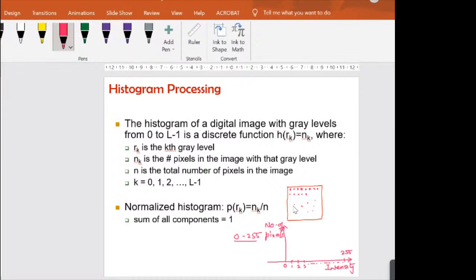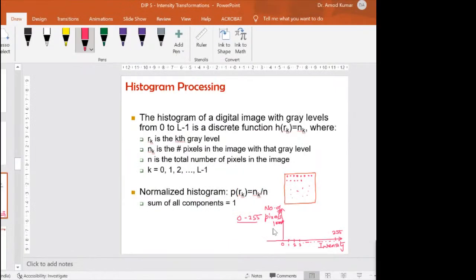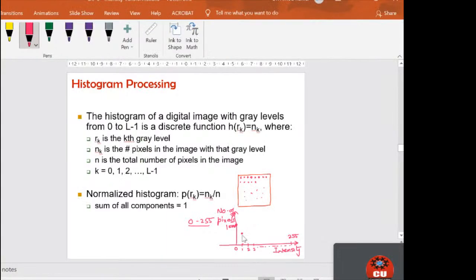That means perfectly black. So suppose there are certain number of pixels and I mark here. Let's say there are 1000 pixels which are, for example, at 0 intensity. Then let us say there are 500 pixels which are at intensity value 1. And let us say so on and so forth. Let us say these are 750 which are at intensity level 2.